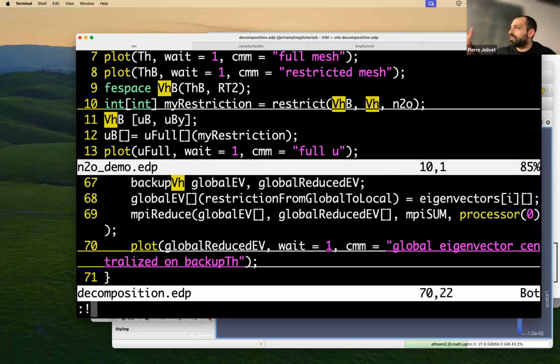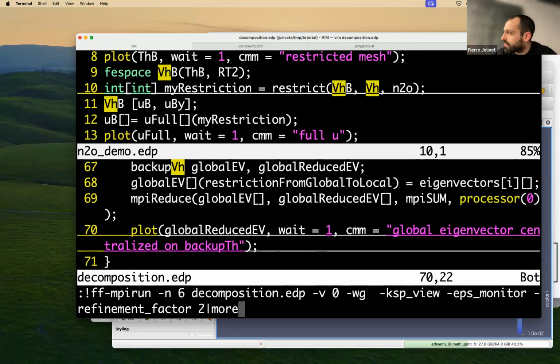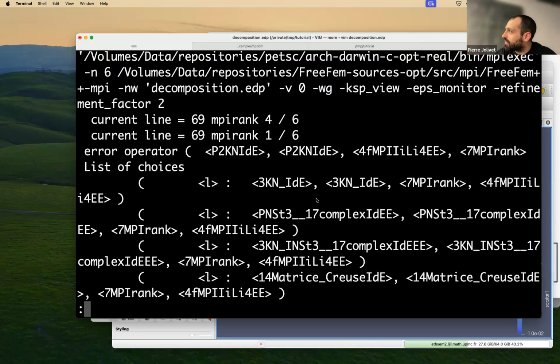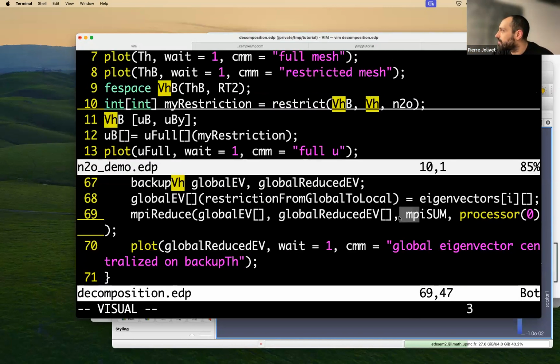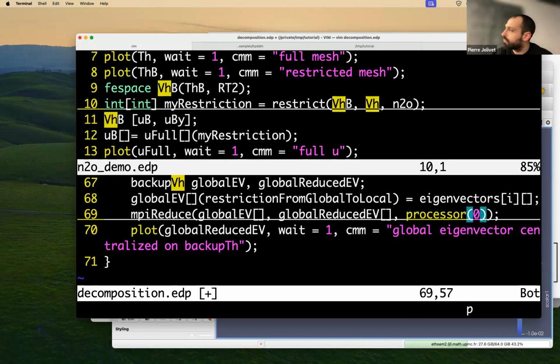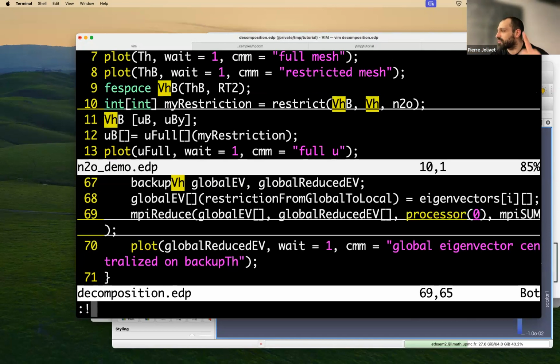Let's see if the syntax is correct. The syntax is not correct. I guess I mixed up the order. Yes, you see that I used first the operation, then the rank, but it's first the rank and then the operation. So I need to permute the last two parameters. Okay, and so now, spoiler alert, it still won't work.